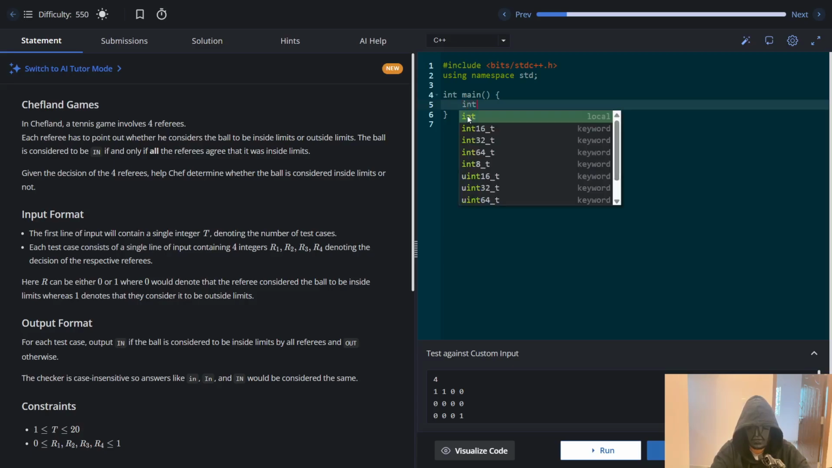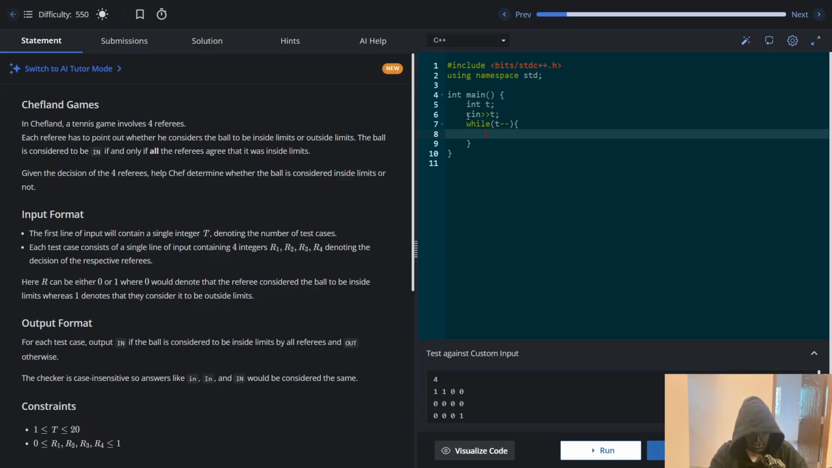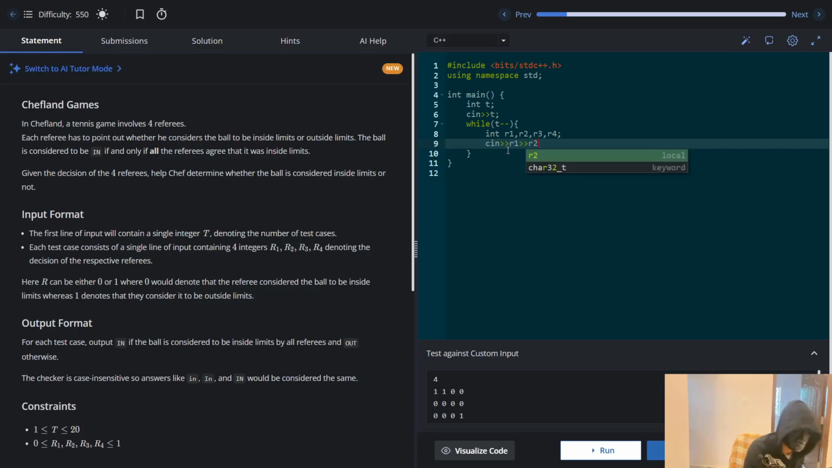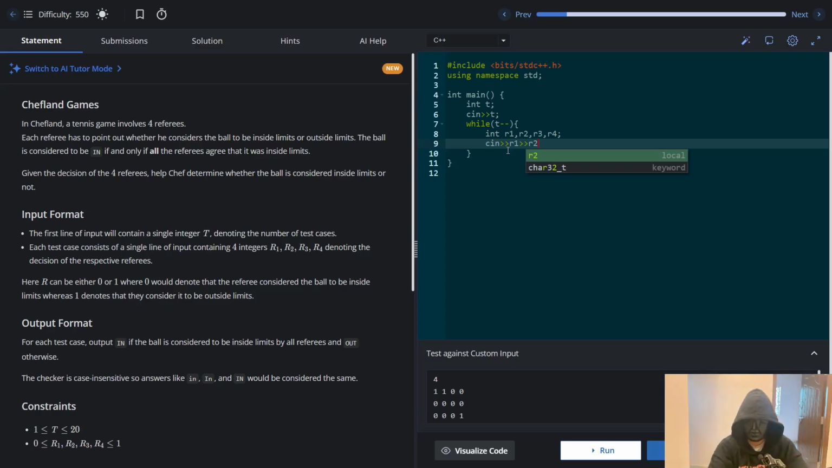So let's take int t, and while t minus minus, this will take care of all the test cases. Each test case contains a single line of input containing four integers r1, r2, r3, r4, denoting the decisions of the respective referees. So let's take r1, r2, r3, r4, and we'll input all of these.